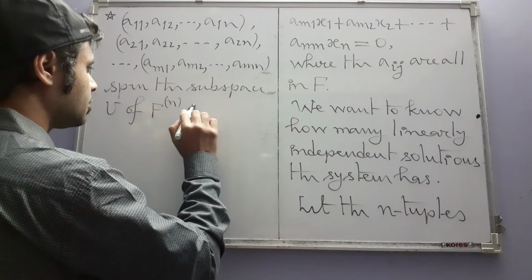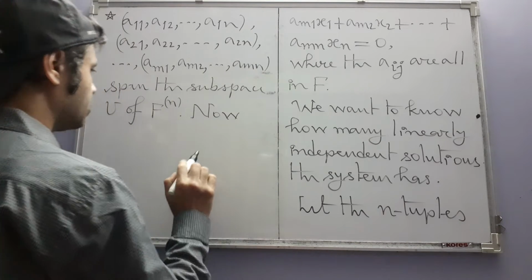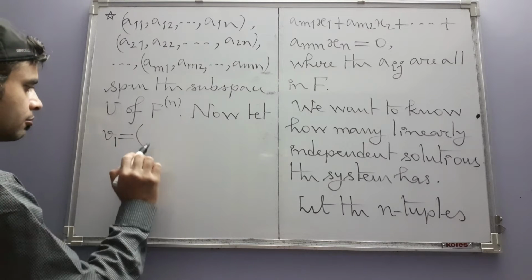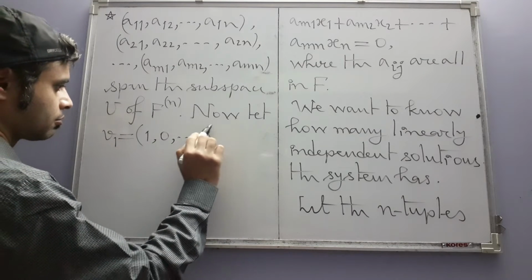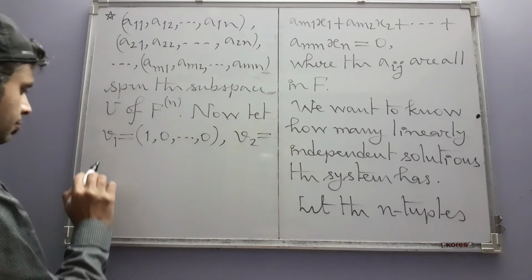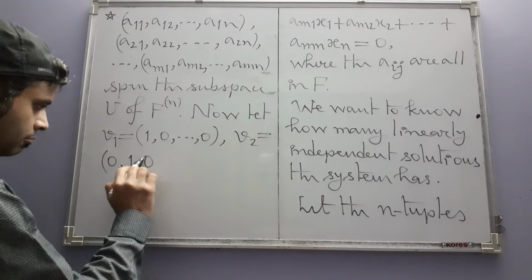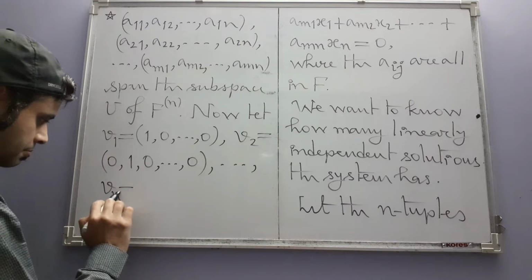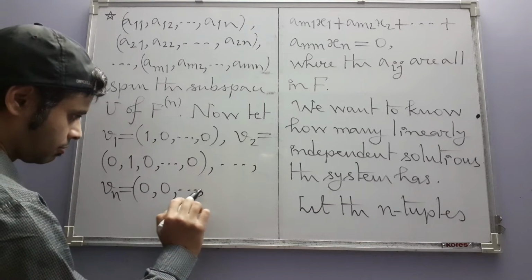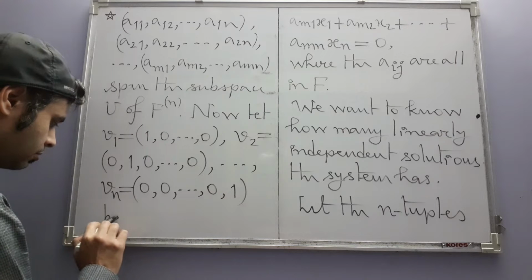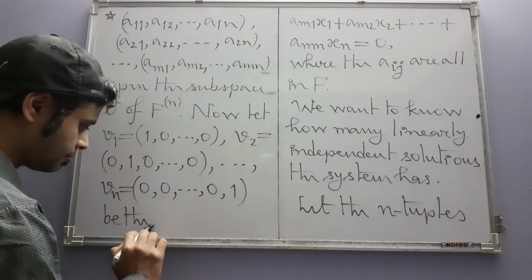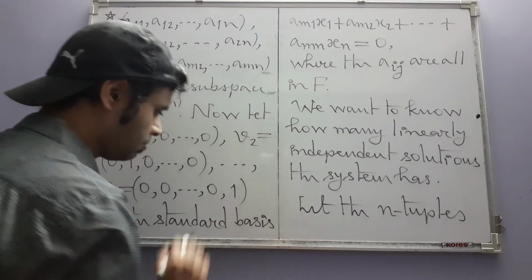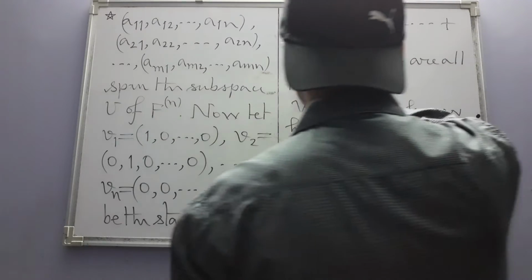Okay. Now let V1, V2, Vn be the standard basis vectors of our n tuple space Fn.